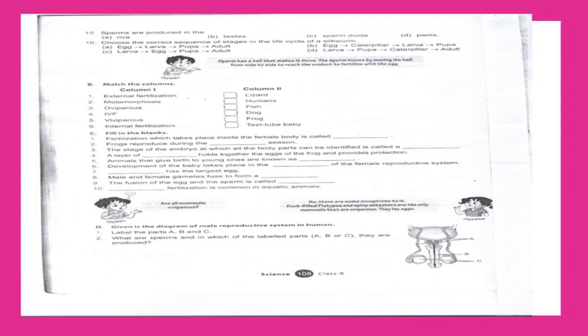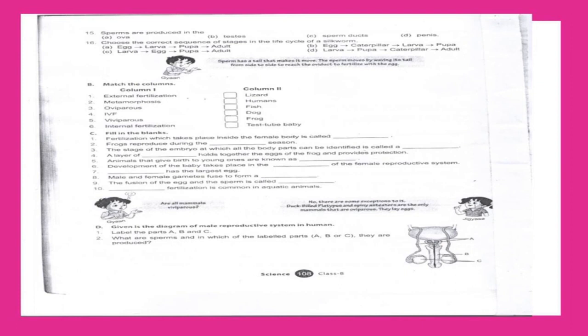Then the stage of embryo at which all the body parts can be identified is called fetus, F-O-E-T-U-S. Then a layer of jelly holds together the eggs of the frog and provides protection. The collection of eggs of frog with the layer of jelly is called a spawn.